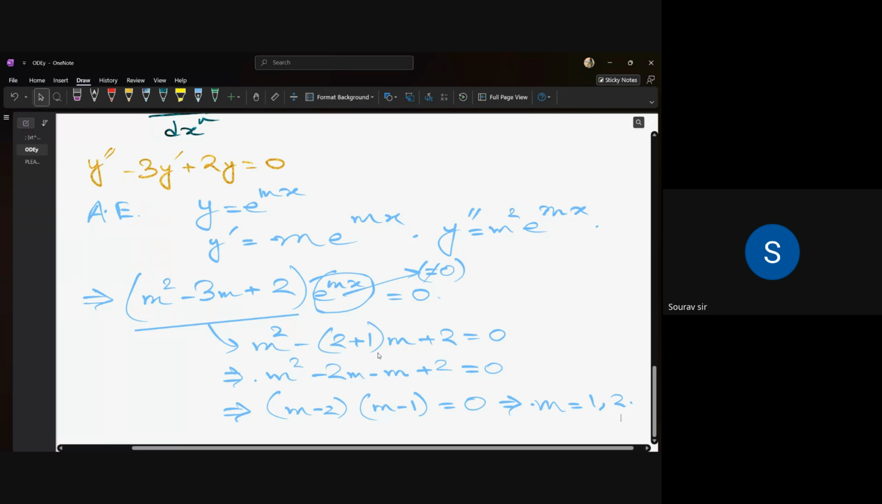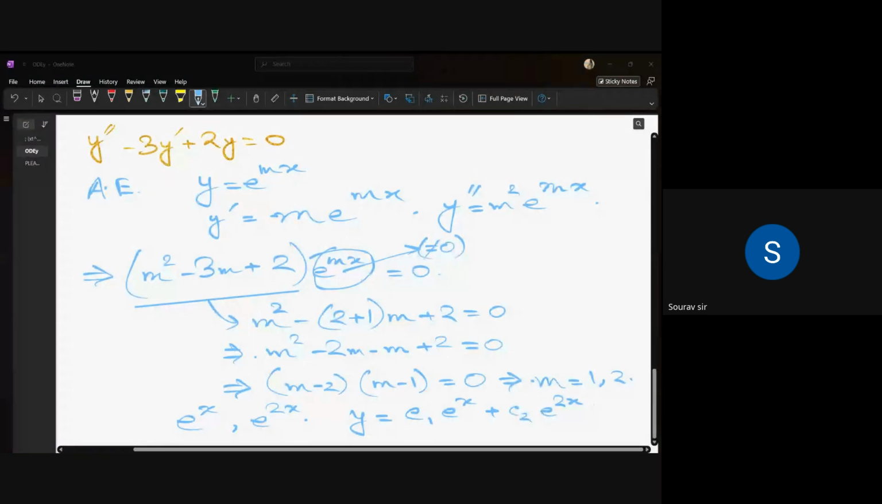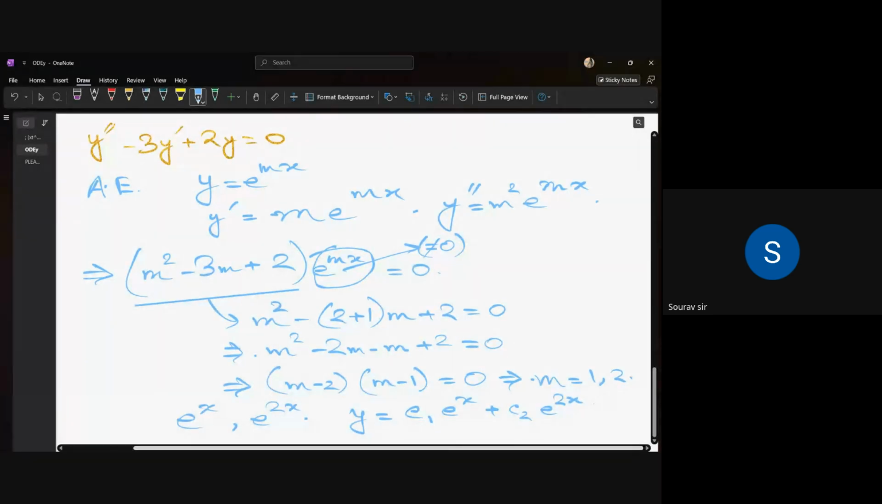okay. So if we are getting m equals to this, our solution will look like what? That will be e to the power x and e to the power 2x. So basically our general solution will look like y equals c1 e to the power x plus c2 e to the power 2x. So basically that's how we can solve a differential equation, and we will get up to the general solution.